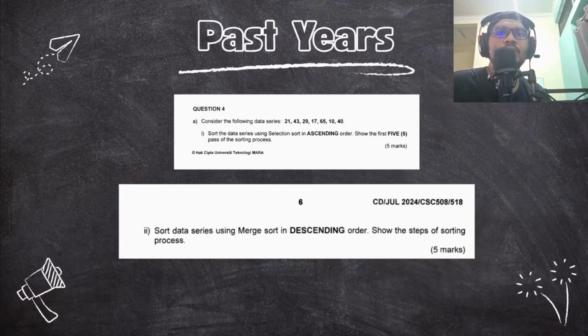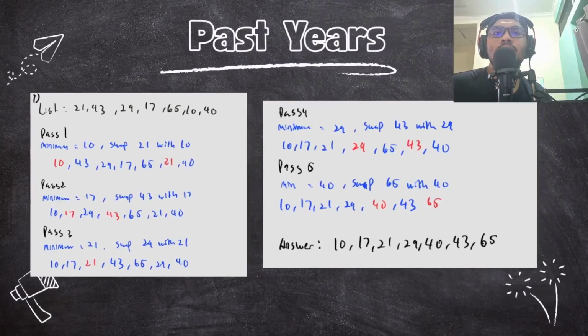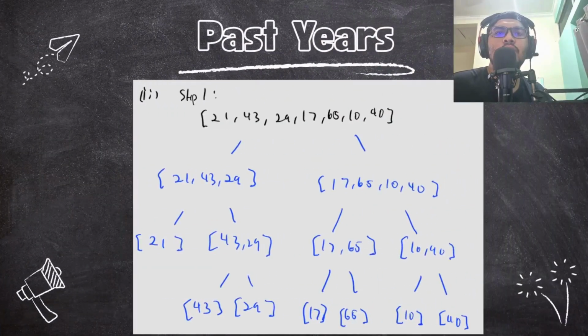Next question is question 2. Sort the data series using merge sort in descending order. Show the steps of the sorting process. Alright, so first step, we list out everything in a bracket: 21, 43, 29, 17, 65, 10, 40, which is the original order.